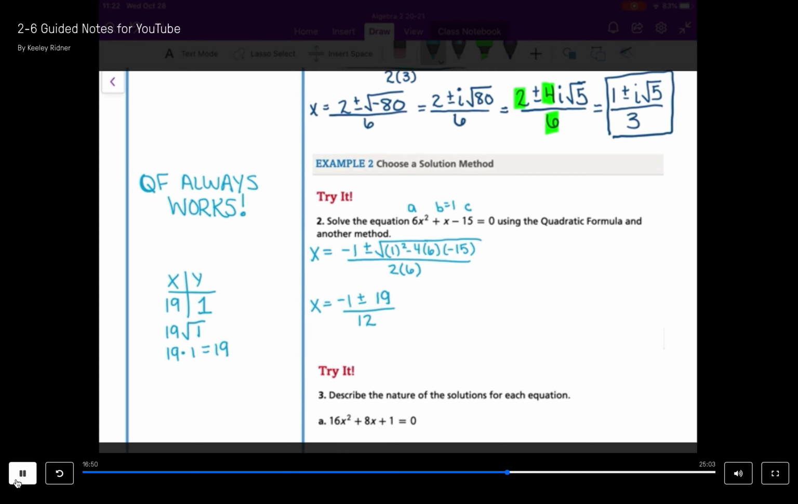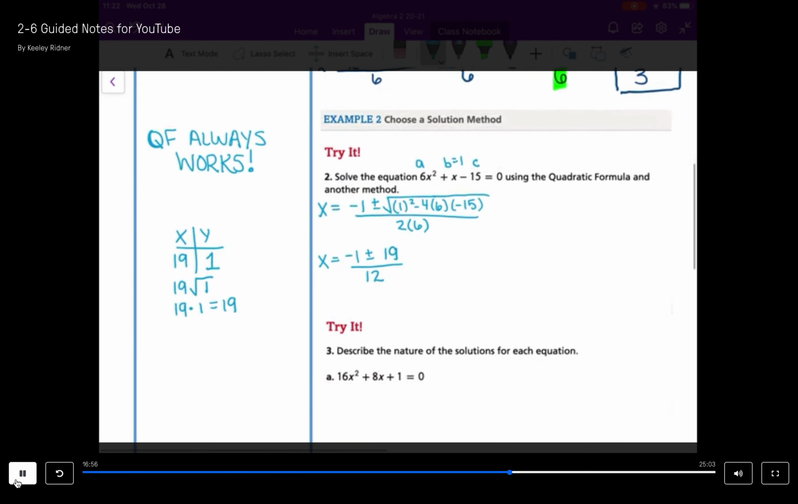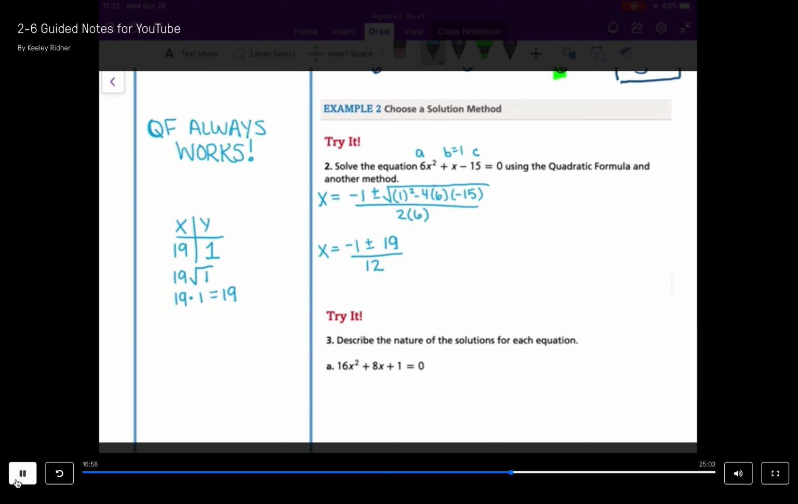Here's what your plus or minus truly means. Up here, I've just been keeping them together, hanging out, and you've probably been like, what is that symbol? It means that I can split them up. It means that one of my answers is negative 1 plus 19 divided by 12, and one of my answers is negative 1 minus 19 over 12. But I've told you this before, I'll tell you this again. Mathematicians are lazy and they don't want to write that equation twice with the only difference being one symbol. So they made up their own symbol here so that they only had to write it once.